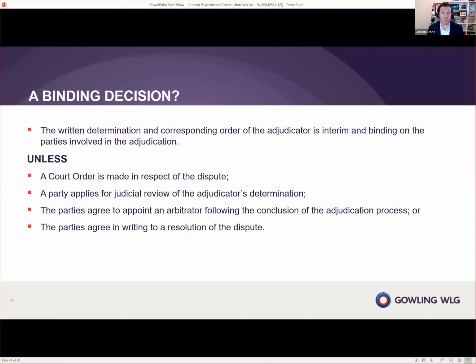The other option is if both parties get an adjudicator's decision and they don't like it. Nobody's happy, and they think the resolution just isn't great. One of the options available to the parties is they can agree to appoint an arbitrator following the conclusion of the adjudication process. Also, the parties are able to agree in writing to their own resolution of the dispute.